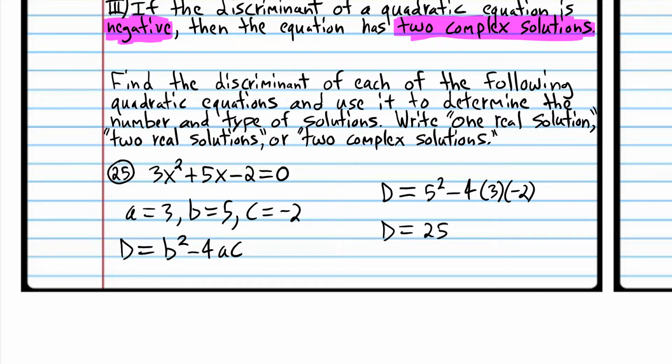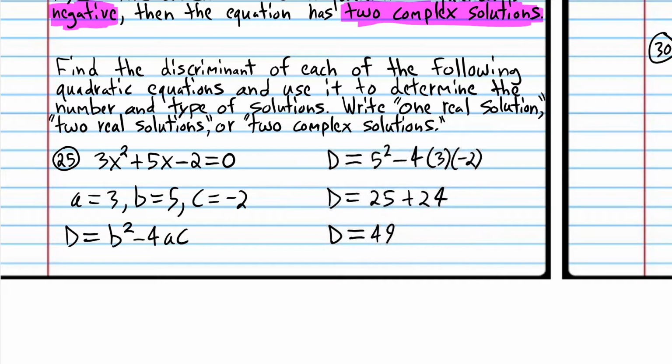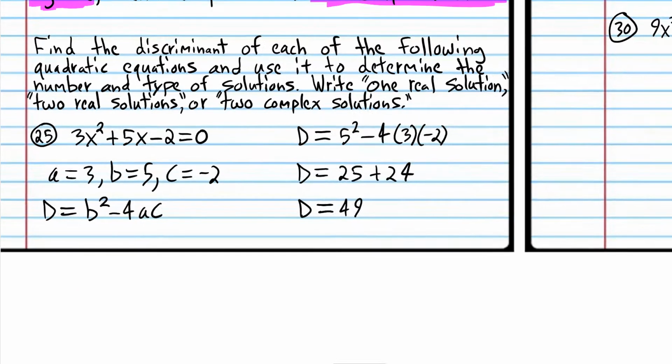-4 times 3 is -12. -12 times -2 is +24. And you can see that the discriminant is positive. So we can then conclude, without even using the quadratic formula or trying to solve, that there are two real solutions.